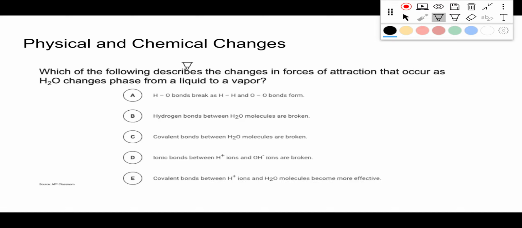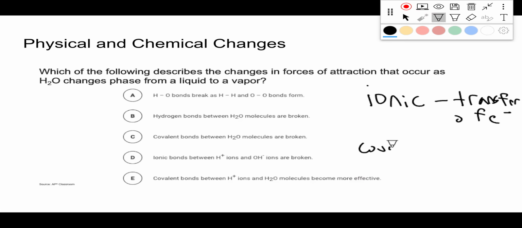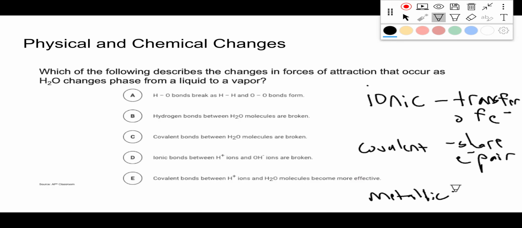The chemical bonds are going to be, we have ionic, which involves transfer of electrons. It's going to have your positive and negative thing. We have covalent, which is going to share at least an electron pair. And then we have metallic, which is weird, and we say it has a sea of electrons. All of these are considered to be chemical bonds.